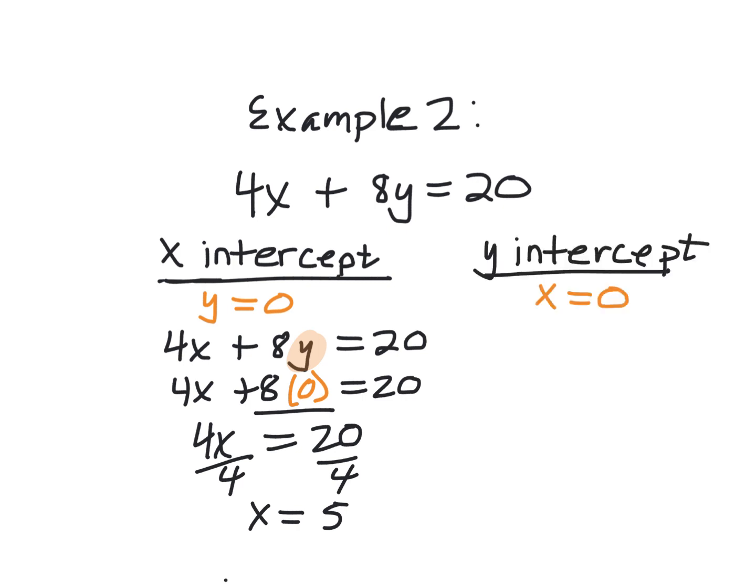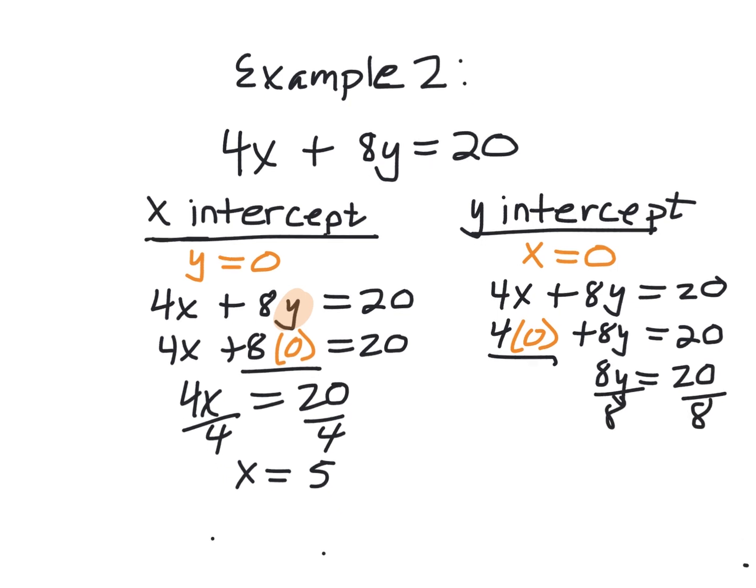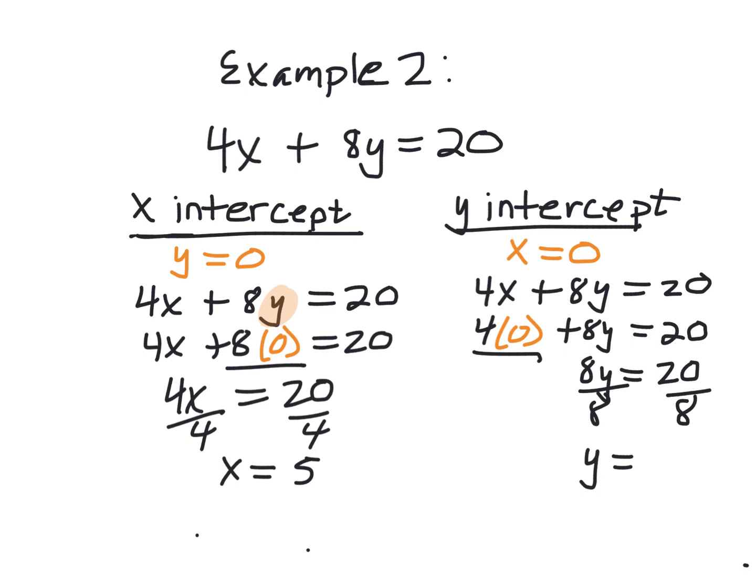And remember, when we're finding the y-intercept, x is what's going to be equal to 0. So instead of 4 times x, we're going to do 4 times 0. So 4 times 0 is going to be 0, which leaves us with the 8y equal to 20. Divide both sides by 8. My y-intercept is going to be, in simplified form, 5 over 2.